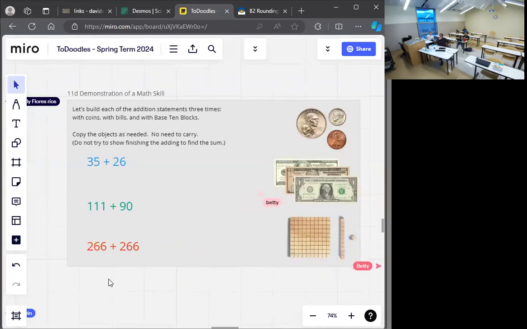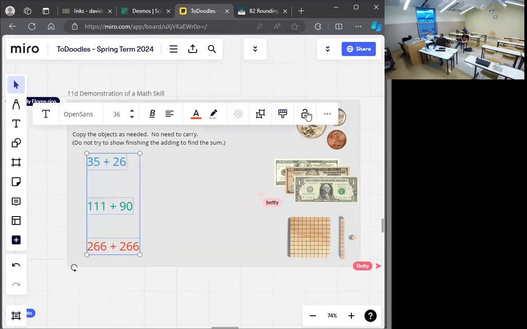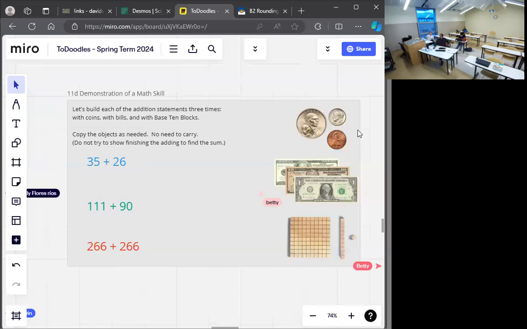Okay, can we build these addition statements? Use whatever you want, coins or bills or base 10 blocks. And we don't have to actually write an answer. We just need a pile of 35 and a pile of 26, and then we've combined them. We could count the total if we wanted, and we probably will, but we've still combined them.